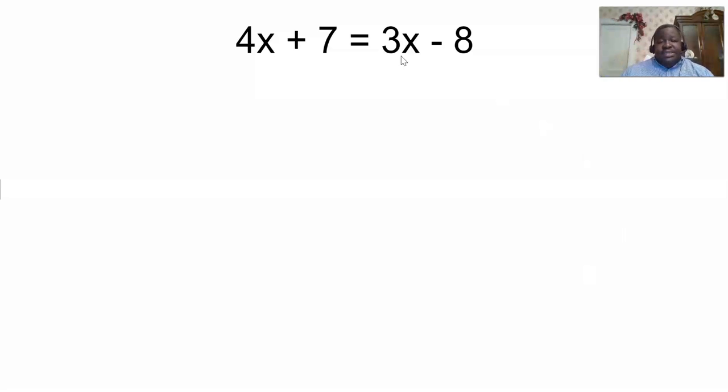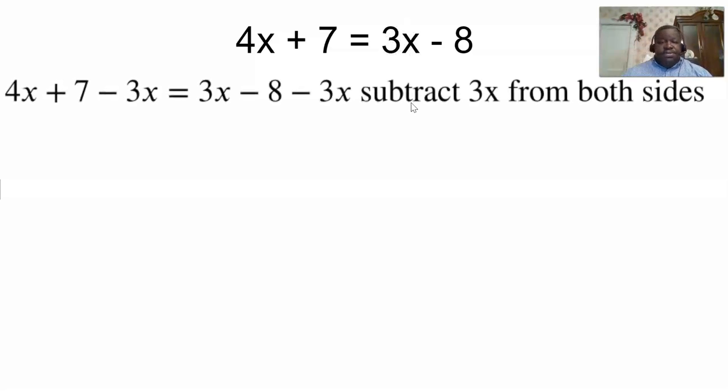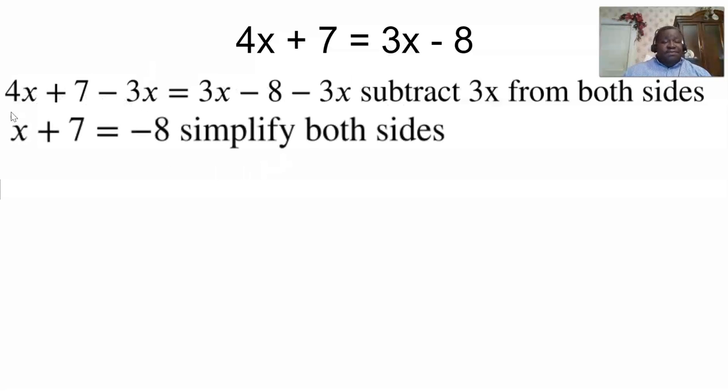I'm going to choose to move the 3x first. Since it's positive here, I'm going to have to do the additive inverse. So I'm going to subtract 3x from both sides of the equation. Once we simplify, 4x - 3x is just 1x, but I don't have to write the 1 down, plus 7. And the 3x and -3x on the right cancel. So we just have x + 7 = -8.